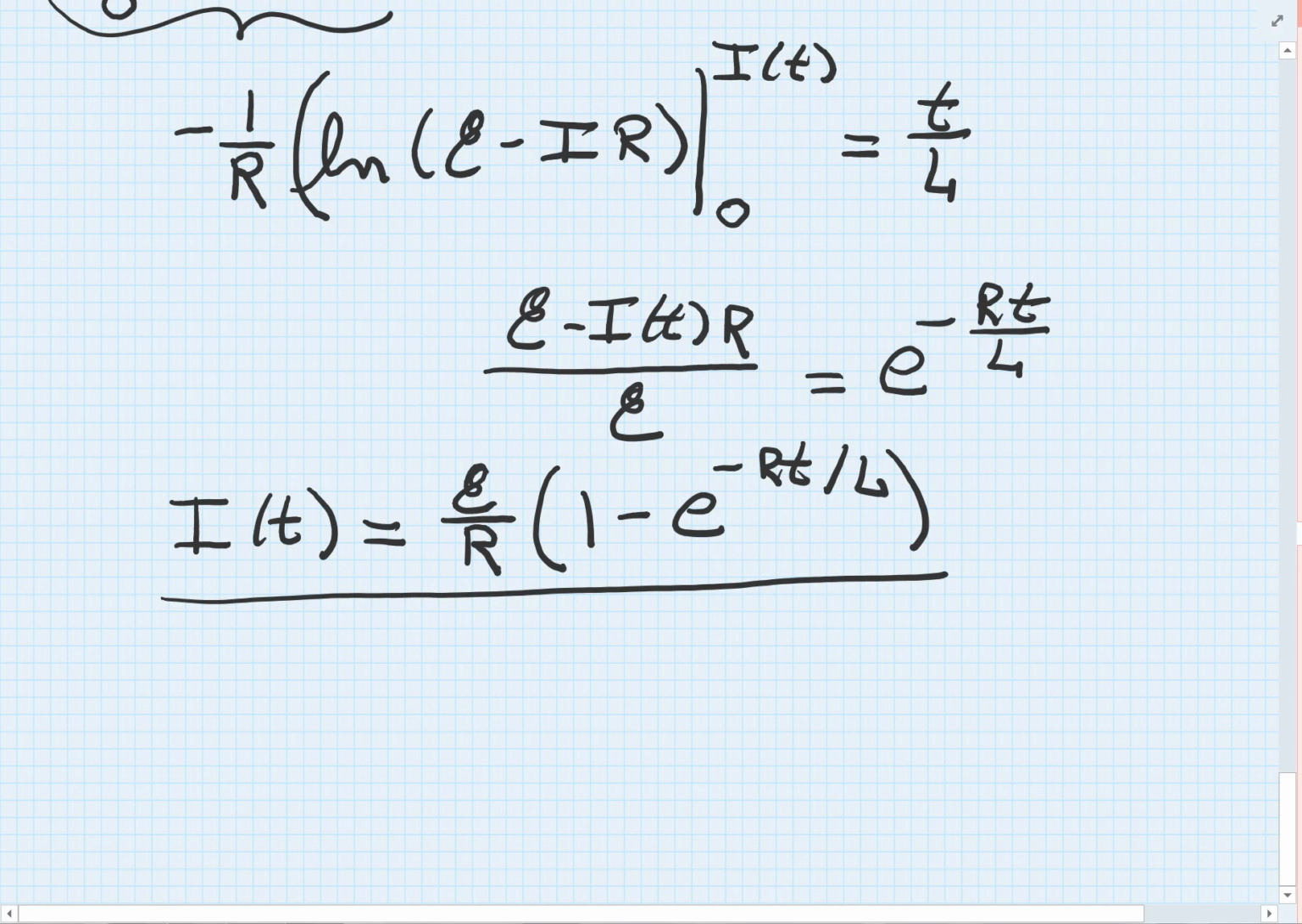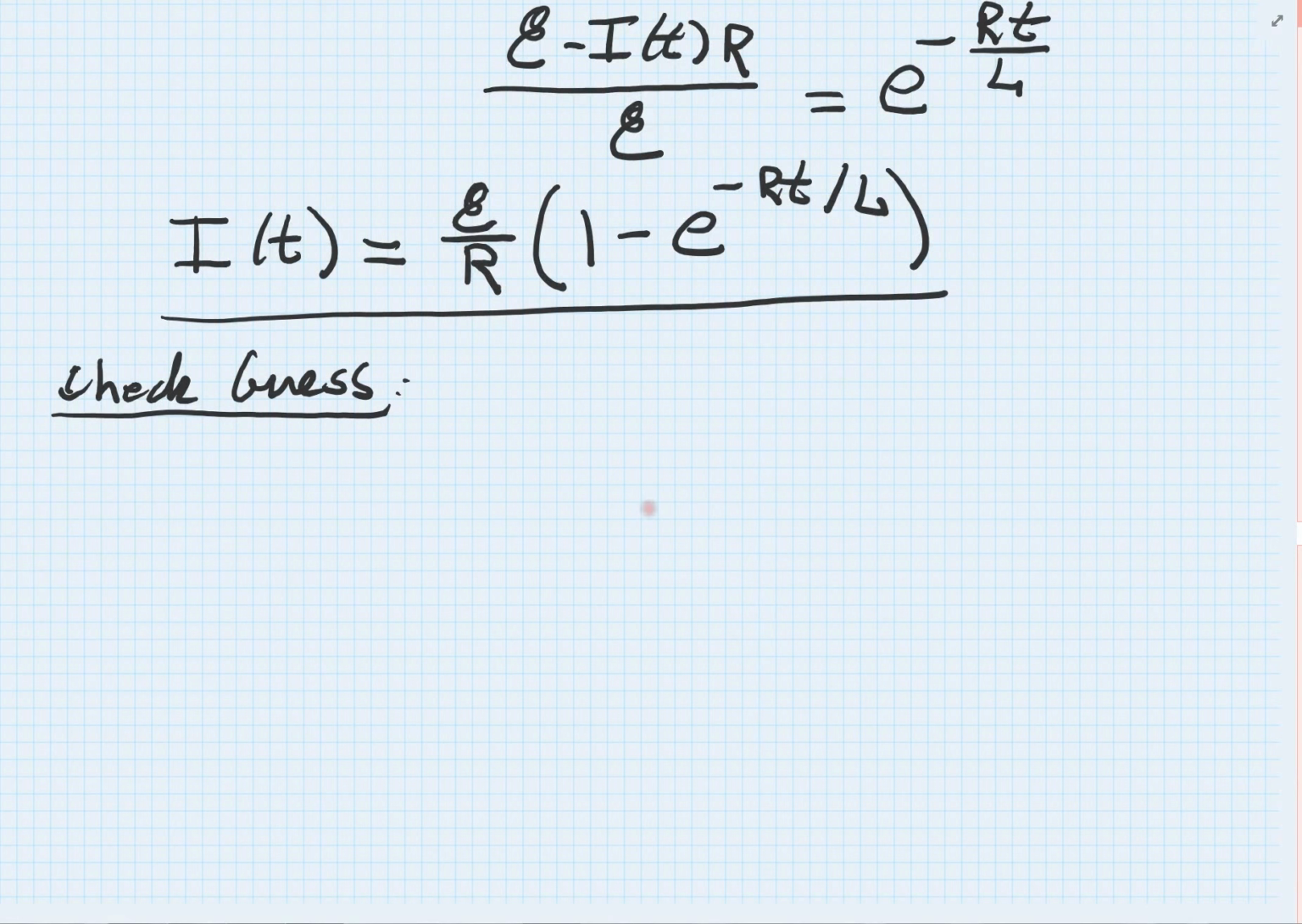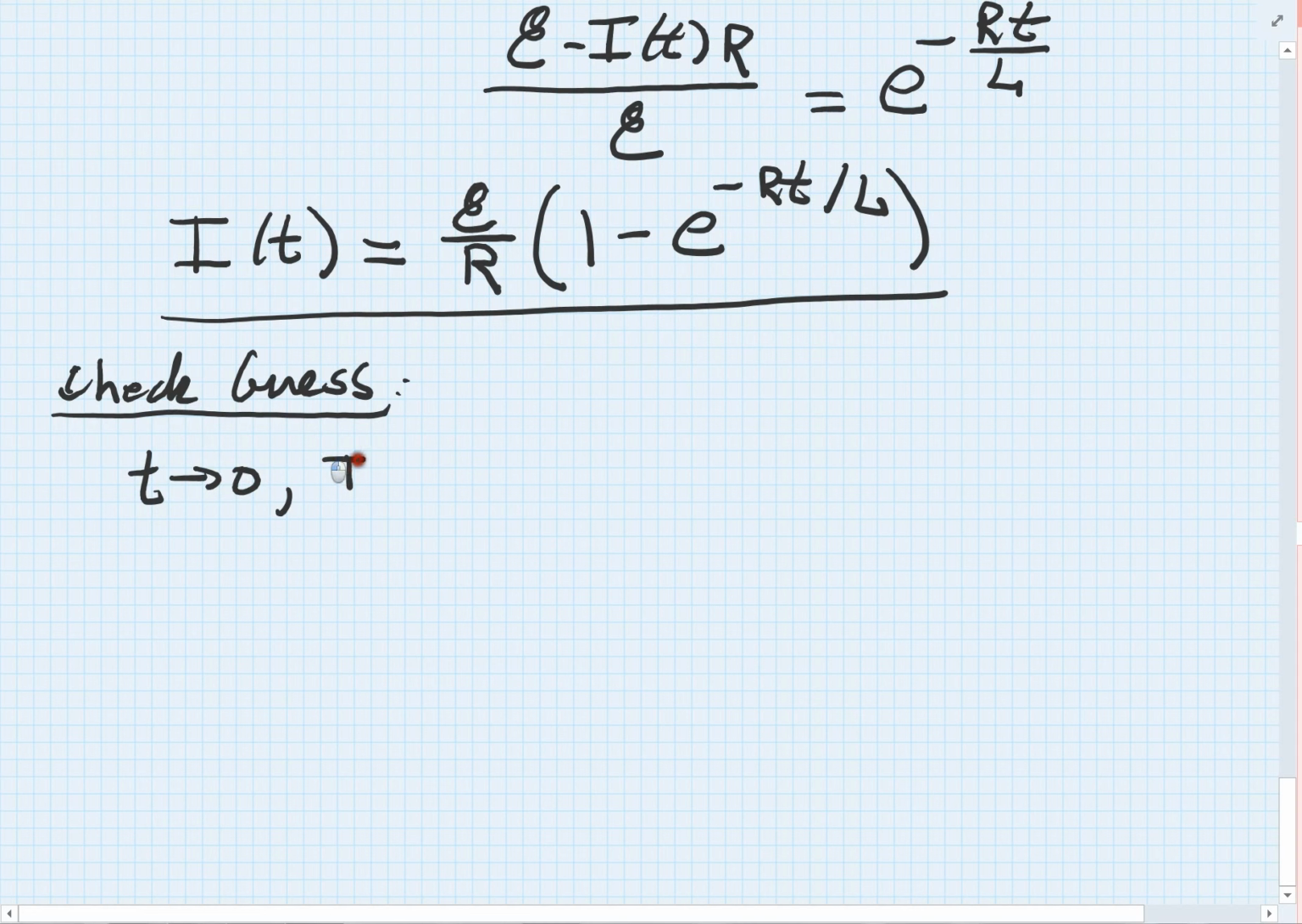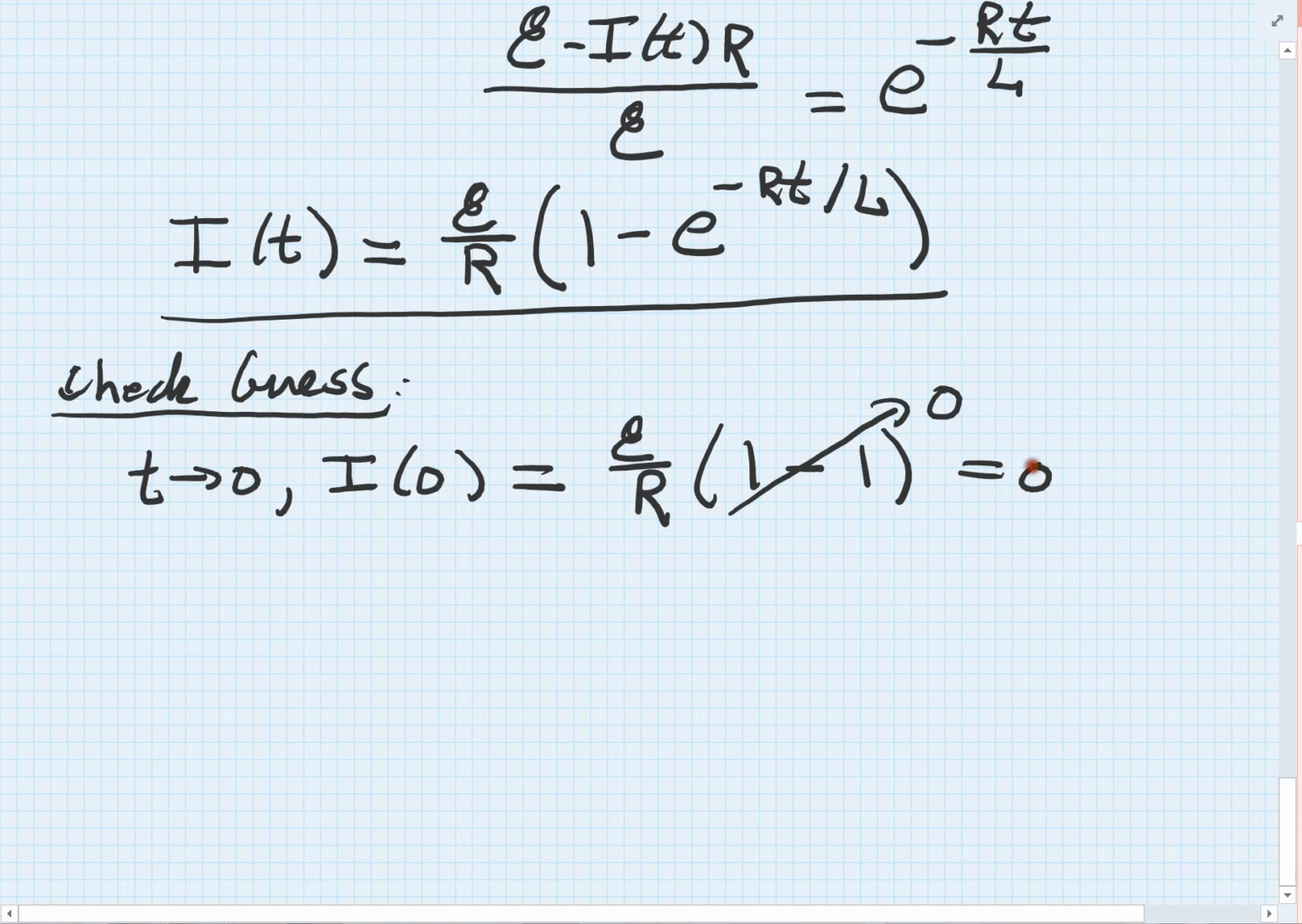So let's just check. Let's just check our guess. See how good our intuition was, and this also allows us to build some confidence that we actually have the correct answer after all of that algebra. Let's check now. As t goes to 0, the current I at 0 is going to equal, well, when t is 0, I get E over R is my formula, times 1 minus, and e to the 0 is just 1. And 1 minus 1, of course, gives me 0. But 0 is what the initial current had to be. So that worked out very nicely.